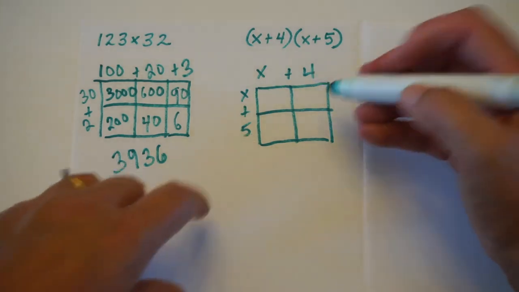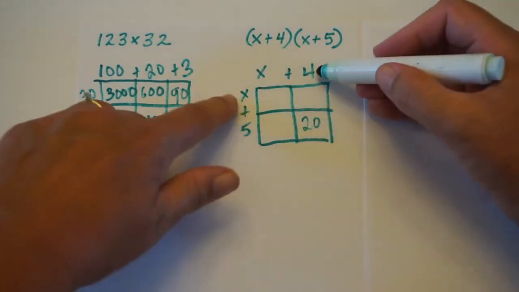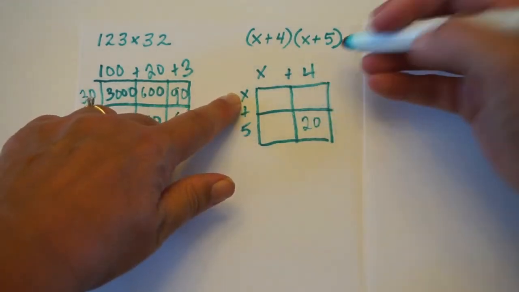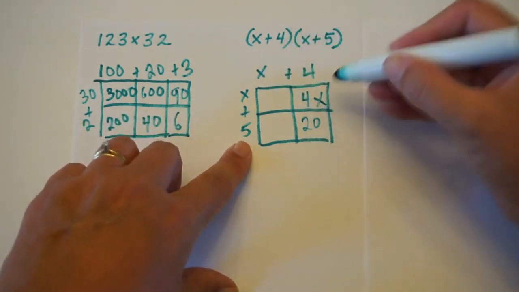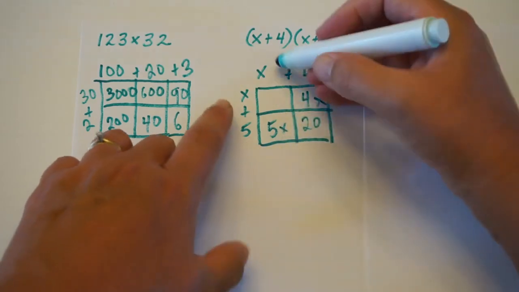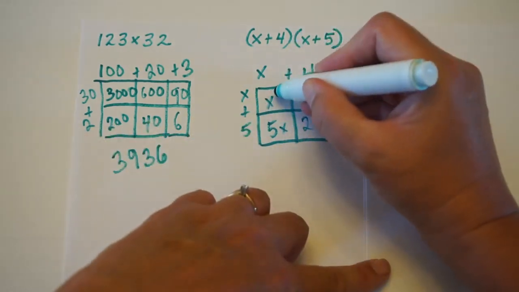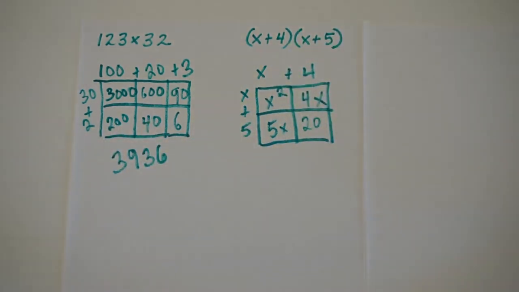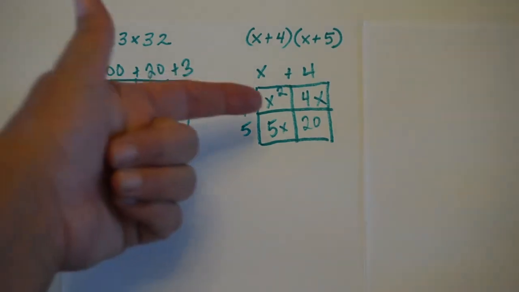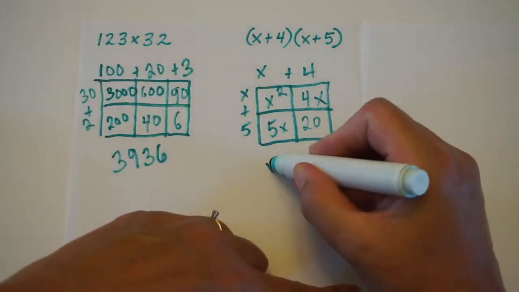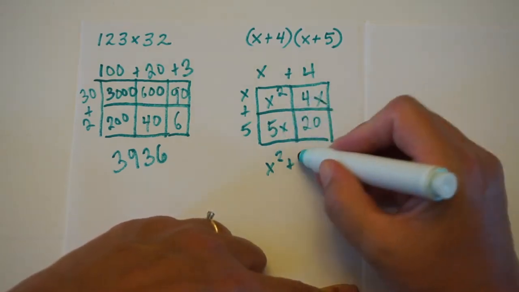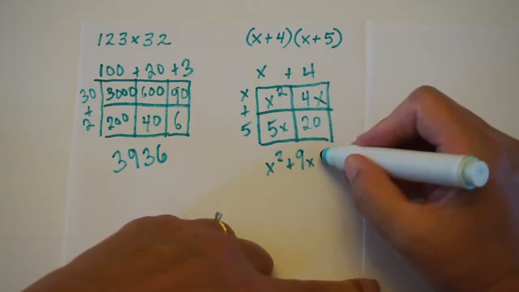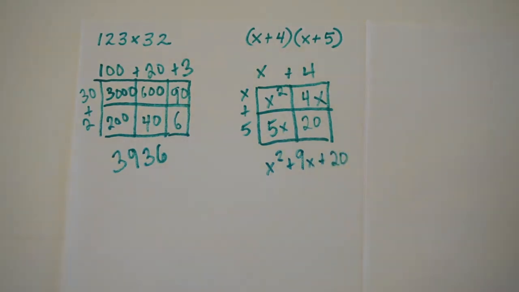So we have 4 times 5, which is 20. 4 times x, which is 4x. 5 times x, which is 5x. And x times x, which is x squared. Here too, you would add up all the pieces. We have an x squared. These are like terms, so 5 plus 4 is 9, we get 9x, and then plus 20.